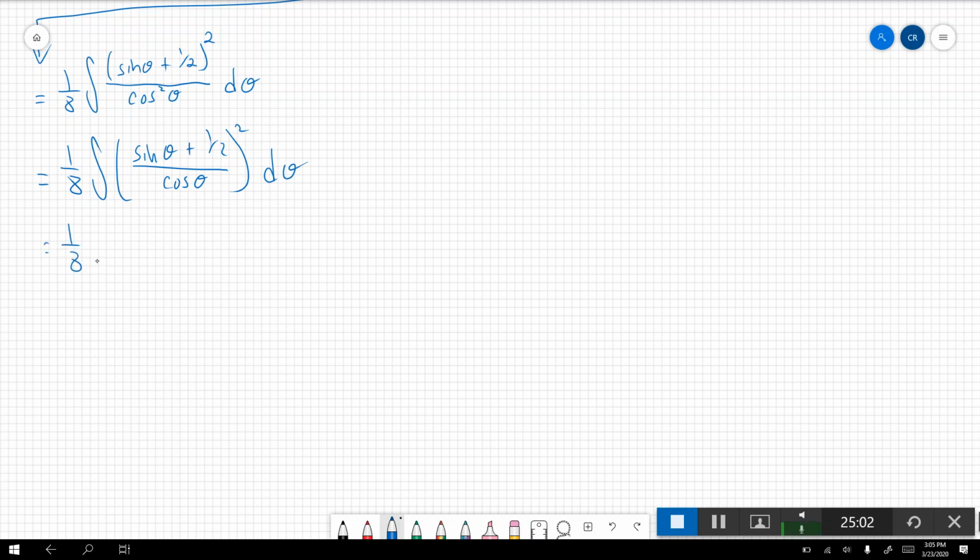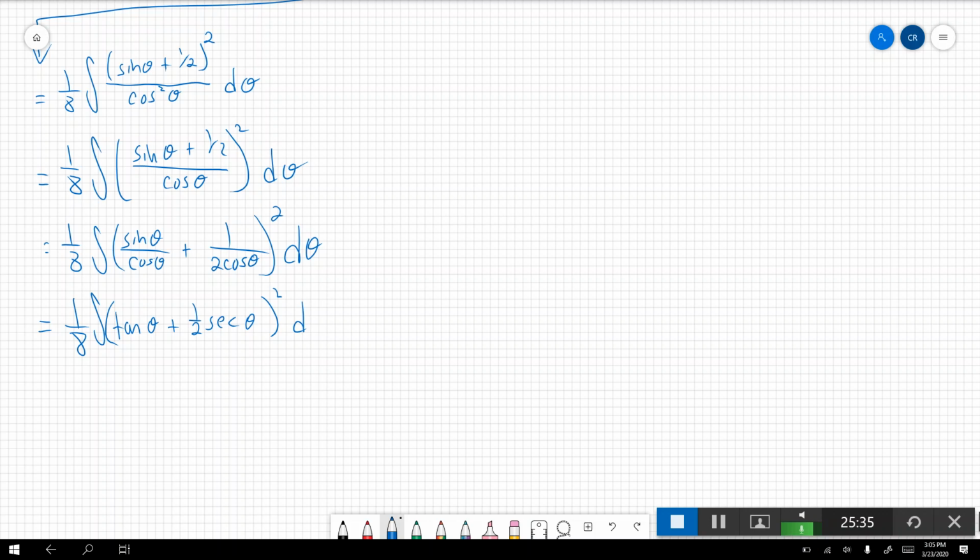Now, this is all going to be 1/8 multiplied by the integral of sine theta divided by cosine theta plus 1/2 cosine theta, and this is all raised to the power of 2 d theta. And the reason I wanted to do that is because I want to move away from the fractions, and if I can move away from the fractions and make something more beneficial happen, then hey, more props to us, because we found what we were looking for. All right, look at that. So now we have this binomial here raised to the power of 2.